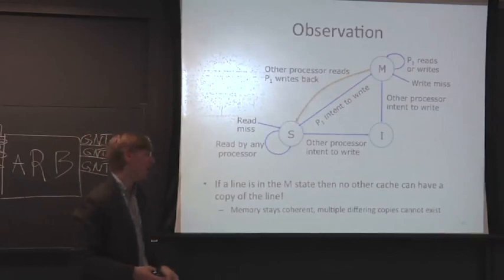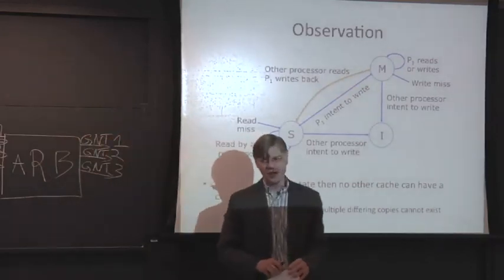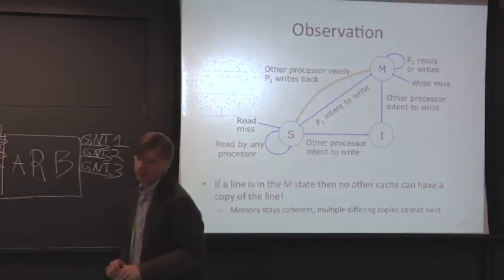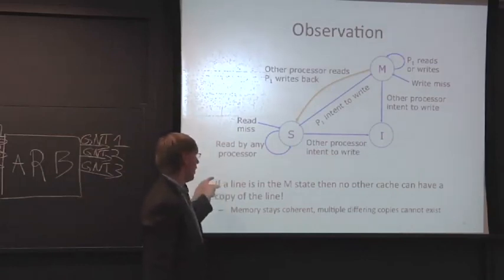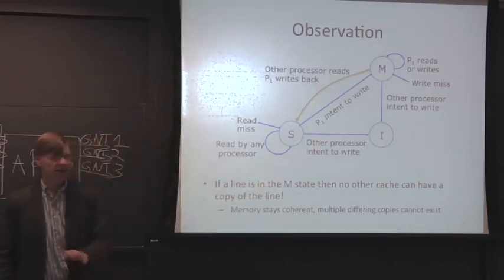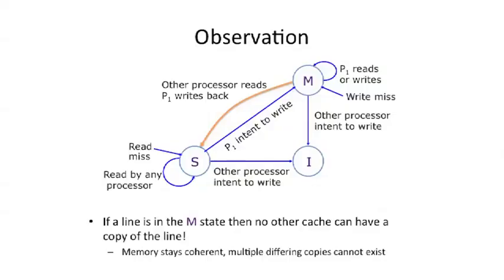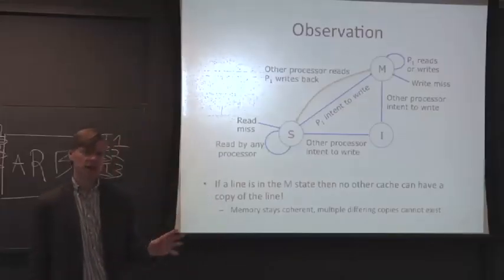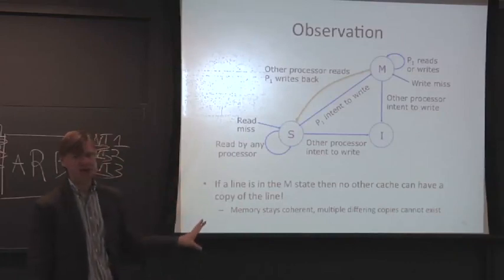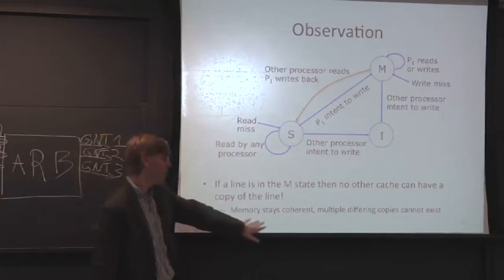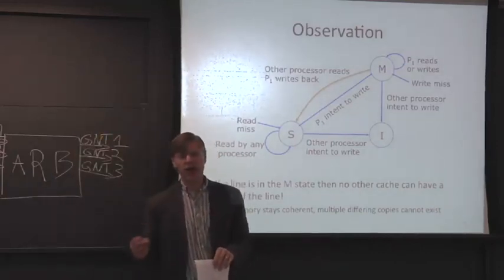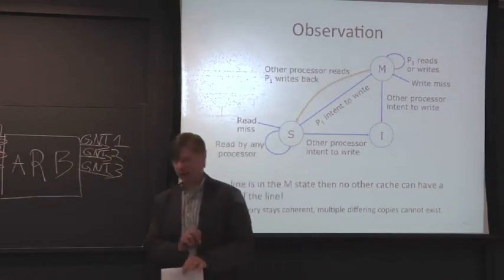OK, so a little bit of an observation here. We've gone through the basic MSI protocol, but one of the big ideas here is that if a line is in the modified state in one cache, there can only be one copy of that data. And this is the important invariant that allows the MSI Snoopy-based invalidation protocol to work. So this allows the memory to stay coherent because there's only one copy of writable data anywhere.